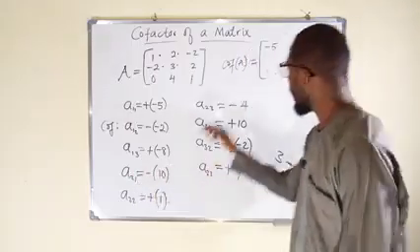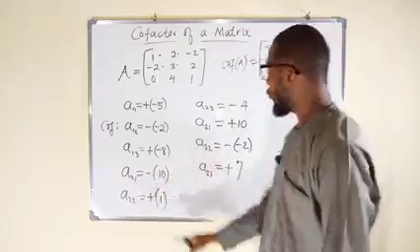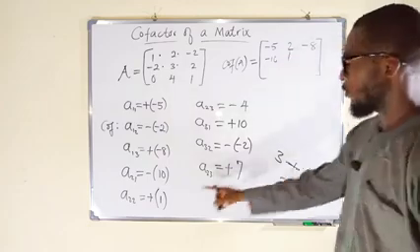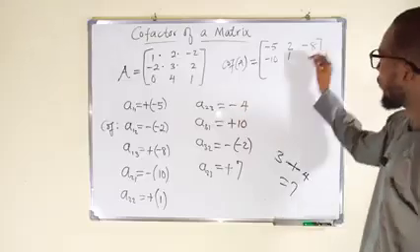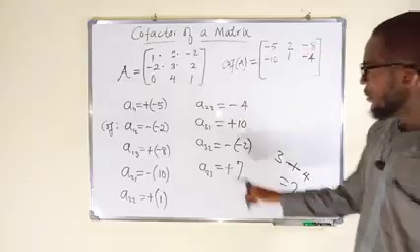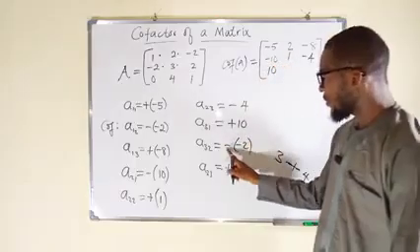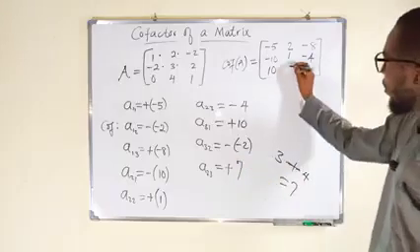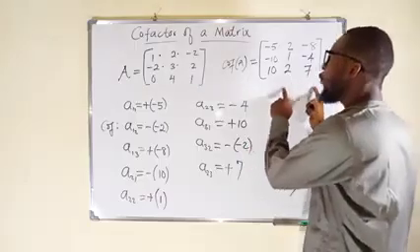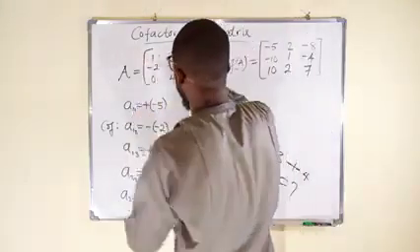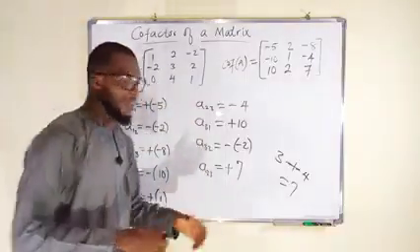A21, we have negative 10. A22, we have positive 1 because this is positive. Moving on to A23, we have negative 4 here. A31, we have positive 10. This is negative, positive. We have 2. And lastly, we have 7. So this is exactly the cofactor of this matrix A. And this is exactly how to find the cofactor in traditional way.